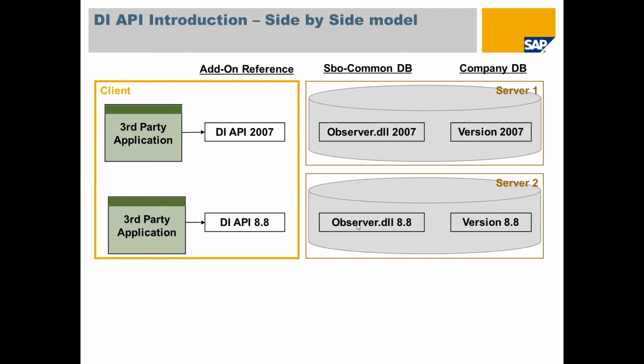So in detail, if the reference version of the API installed in the client PC is 8.8, an add-on application using 2007 can connect to the company database version of 2007 or 8.8. But an add-on application using DI API 8.8 can only connect to a company version of 8.8. You cannot connect to version 2007. So please note, for the record set object, compatibility may change due to incompatible changes in database structure.